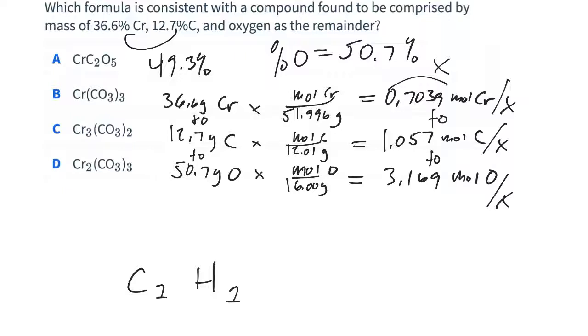All right, so try to wrap this problem up. Try to find that simplest whole number ratio, the empirical formula for this compound. Well, truly, it's actually looking for a formula consistent with this data. So the answer doesn't necessarily have to be an empirical formula. I think they actually all are empirical formulas. We're just trying to find a formula consistent with this data. So we're trying to find a formula that's consistent with whatever empirical formula we can work out from the data.